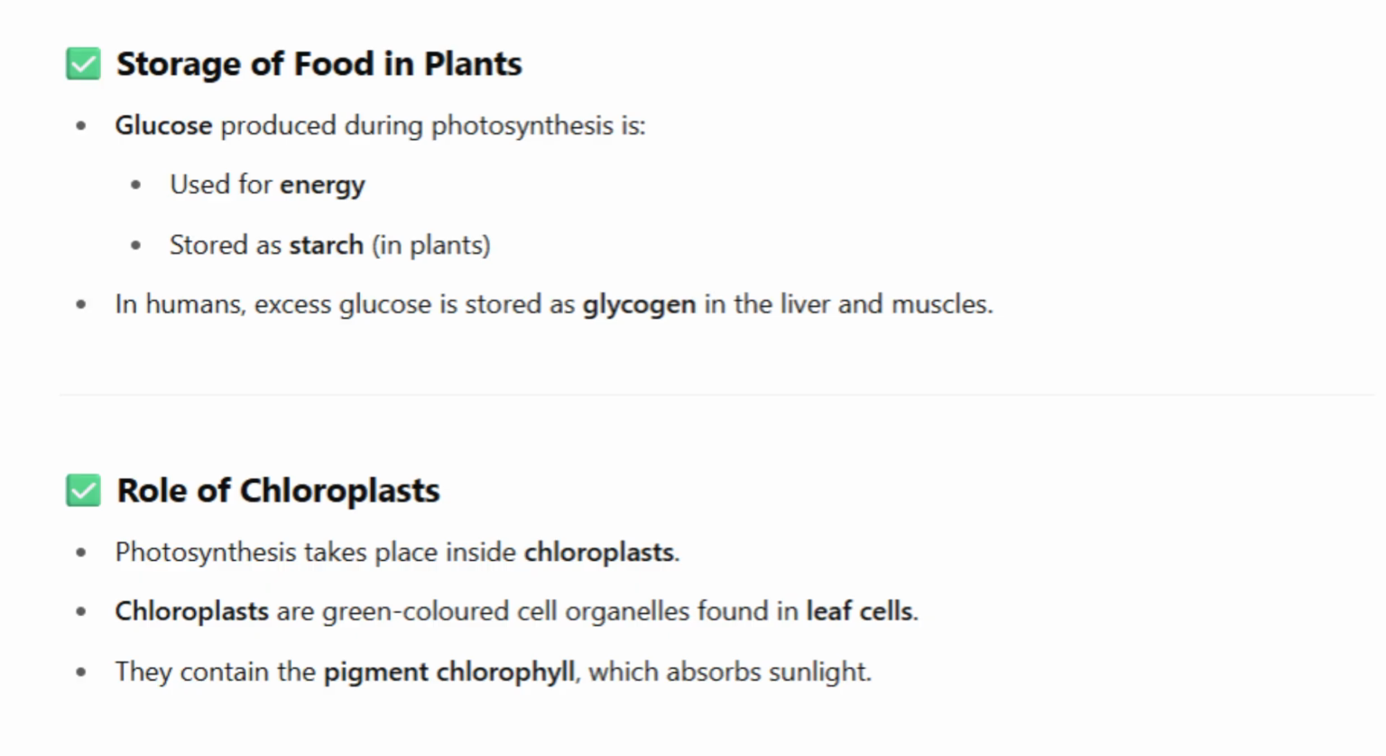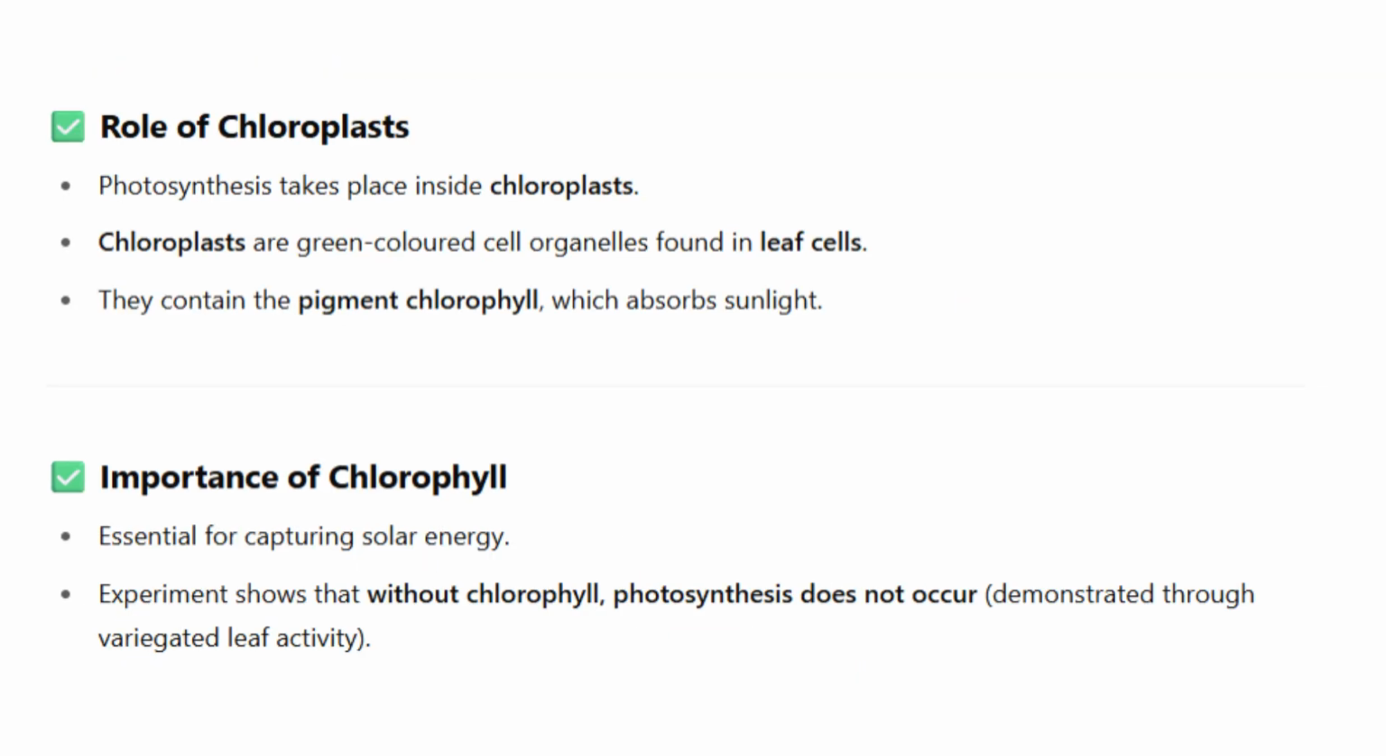Role of chloroplasts. Photosynthesis takes place inside chloroplasts. Chloroplasts are green-colored cell organelles found in leaf cells. They contain the pigment chlorophyll, which absorbs sunlight. Importance of chlorophyll: essential for capturing solar energy. An experiment shows that without chlorophyll, photosynthesis does not occur, demonstrated through the variegated leaf activity.